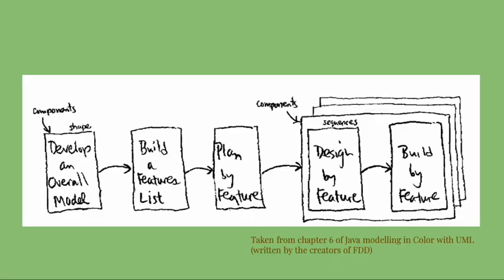Here we have a diagram for the 5 processes previously stated. We have develop an overall model, build a features list, plan by feature, design by feature, and build by feature. This was taken from Chapter 6 of Java Modeling in Color with UML, which was written by the creators of feature-driven development.